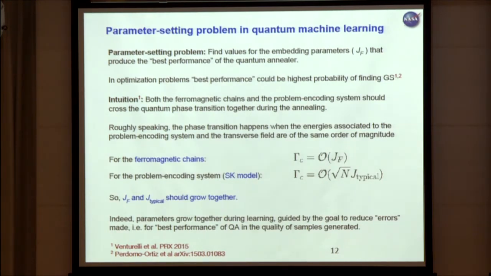But in an optimization problem, these values are fixed. You fix them, you have a problem, and you run the device several times. In machine learning, these values vary dynamically, so you have to adjust them during the learning. You will not have a fixed set of parameters. But still, we have this relationship, so we expect they have to grow together.